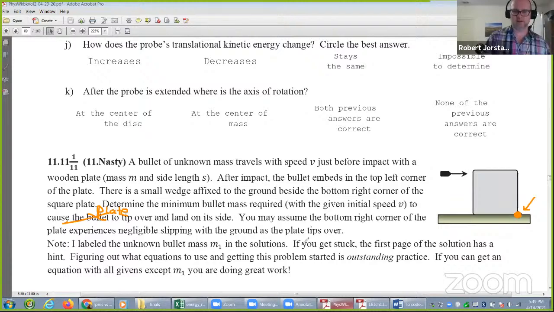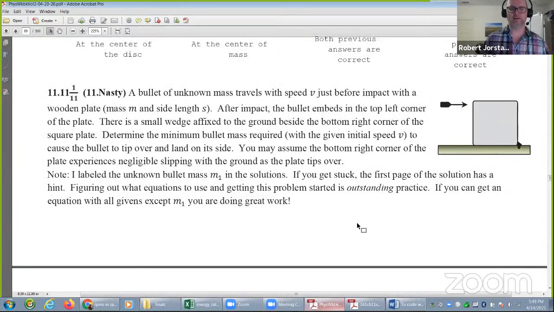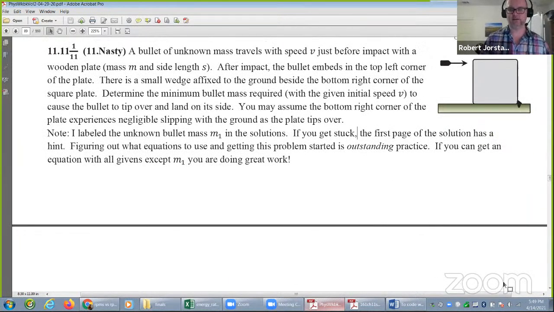Okay, so let's try and figure this out. Any ideas how we might attack this? Anyone? What's the first thing you might try? It's okay if it's wrong. What's the first thing you might try on old 11-point nasty here?